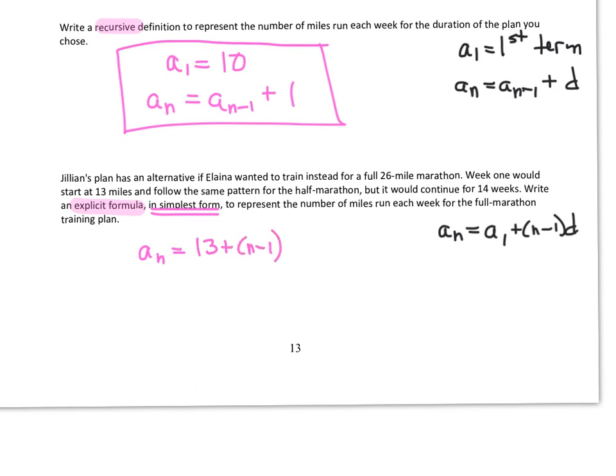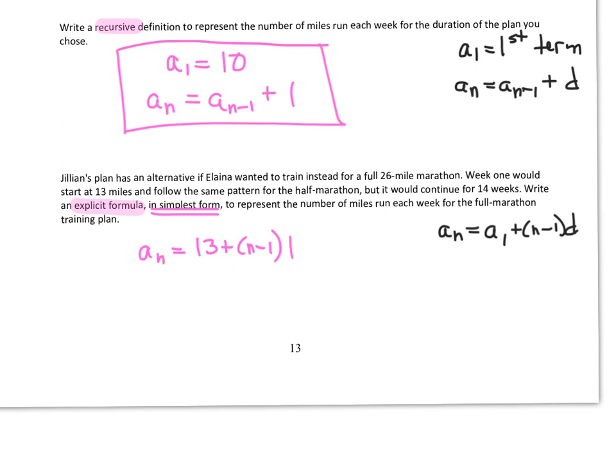And then in place of d, it would follow the same pattern that it was for the half marathon, you know, in the diagram above. So really, it's just going to increase by 1 mile per week. So we're going to put in place of d, we're going to put a 1.